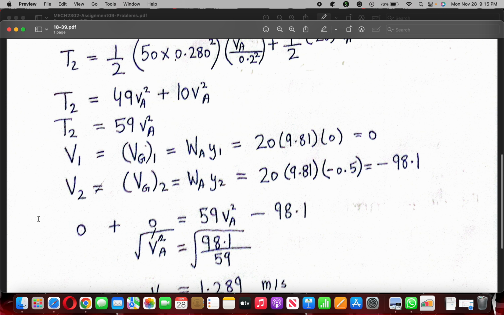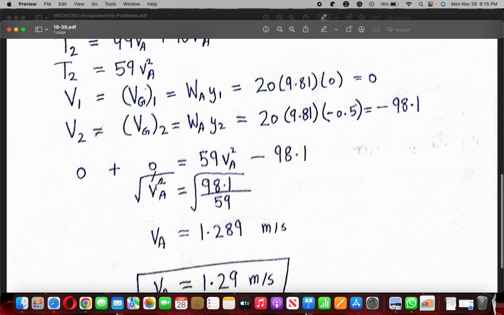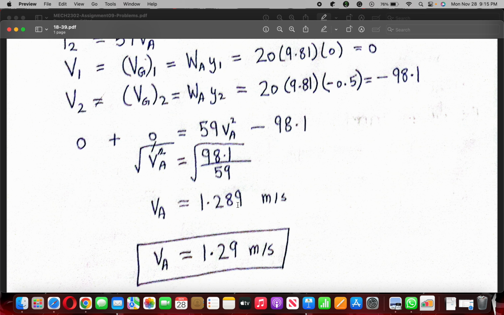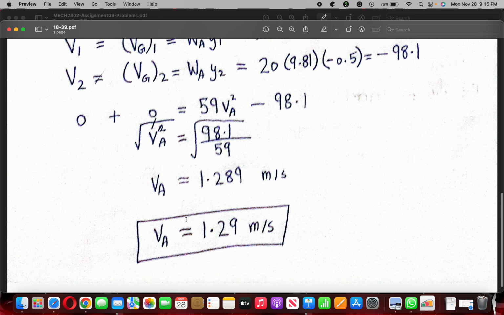Then we put in the values, so 0 plus 0, because of T1 and V1 being 0, and 59 VA squared is T2, minus 98.1, which is the V2. Solving this equation we get VA, which is 1.289 meters per second, which is 1.29 meters per second.